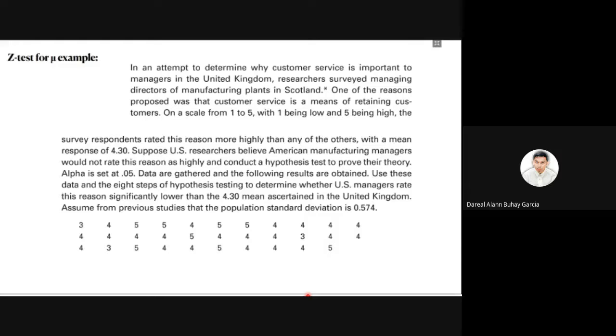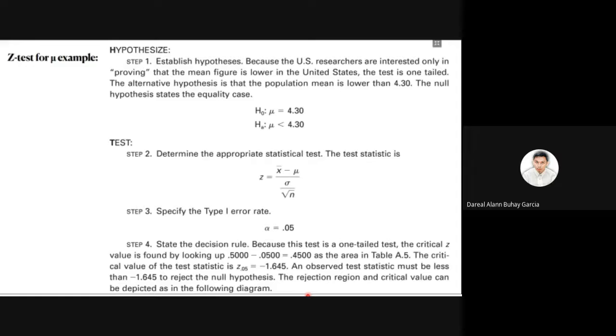So what is step one? Establish hypotheses. Because the US researchers are interested only in proving that the mean figure is lower in the United States, the test is one-tailed. Our alternative hypothesis has a symbol of less than. We will only perform a two-tailed test if the alternative hypothesis is not equal to. So our alternative hypothesis is that the population mean is lower than 4.3. The null hypothesis states the equality case.